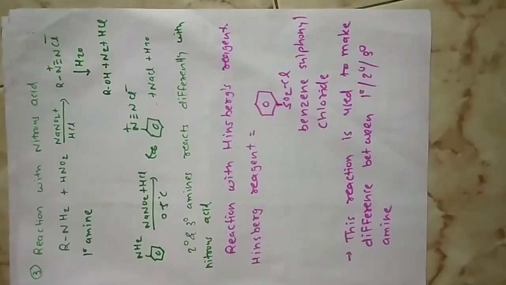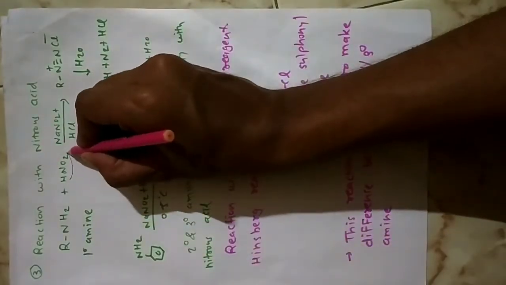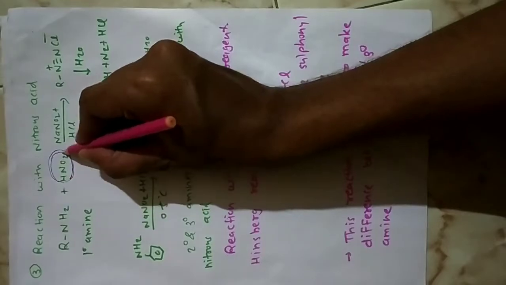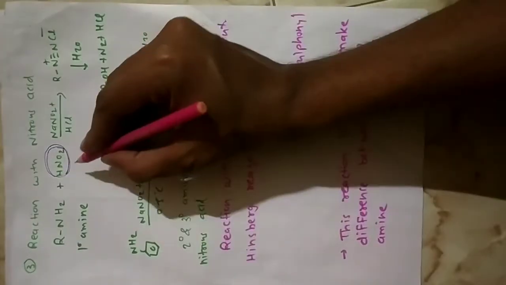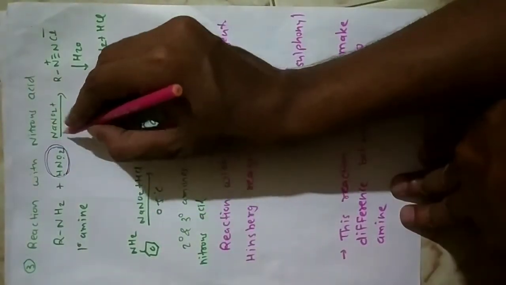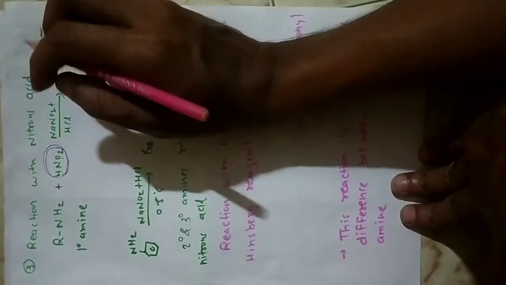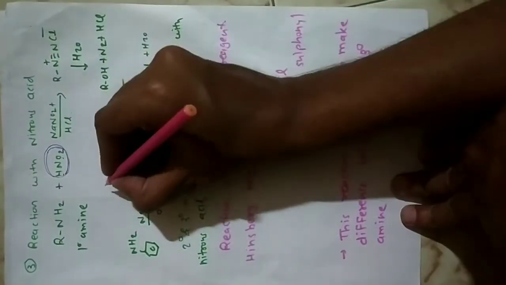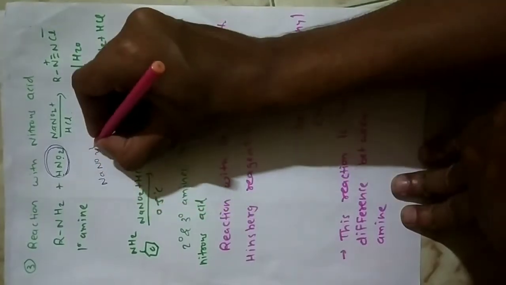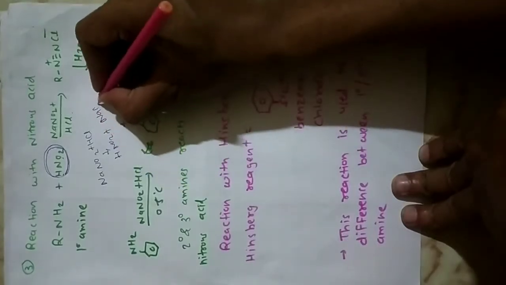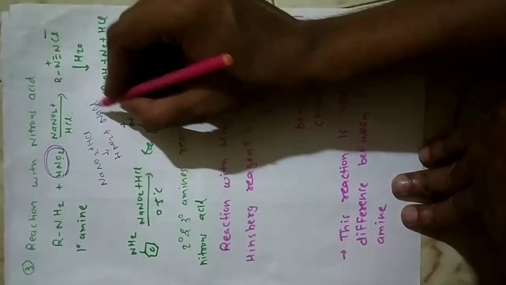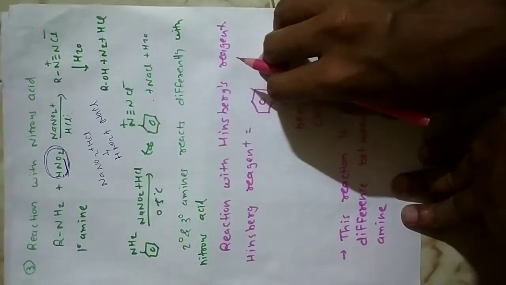Next reaction is reaction with nitrous acid. Now, what is nitrous acid? Nitrous acid is HNO2. HNO3 is nitric acid. Now, this nitrous acid can be made up using NaNO2, means sodium nitrite, and HCl. NaNO2 plus HCl, they both react to give HNO2 plus NaCl. So these are the materials to prepare nitrous acid.